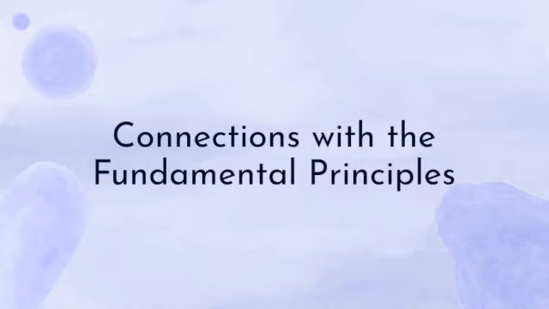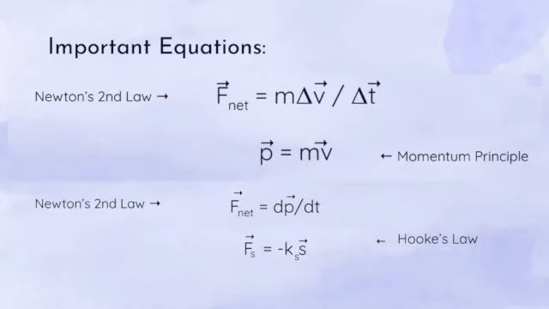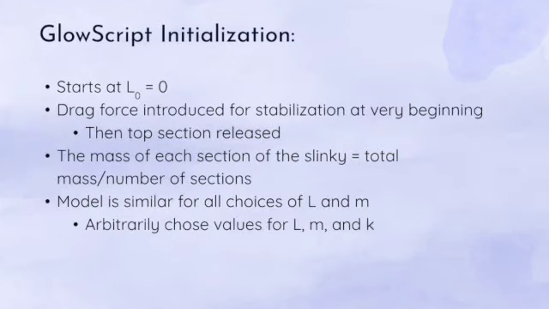Now we will discuss the connections with the fundamental principles in this lab. Some important equations that we used in this lab are Newton's second law, the momentum principle, and Hooke's law. For our GlowScript code, we started with L not equaling 0, and the drag force was introduced for stabilization at the very beginning. Then the top section of the slinky was released. The mass of each section of the slinky equals the total mass divided by the number of sections, and the model is similar for all choices of length and mass, so we just chose values for L, M, and K.